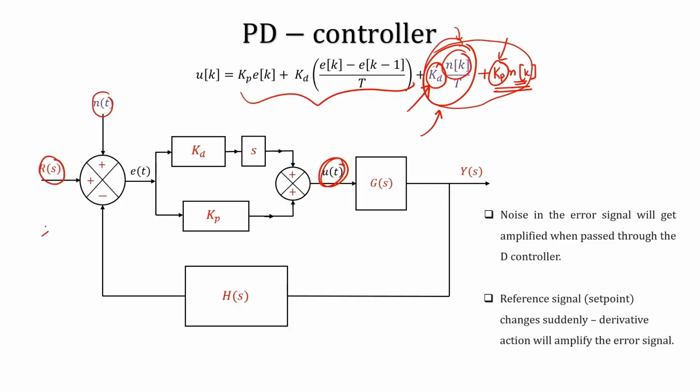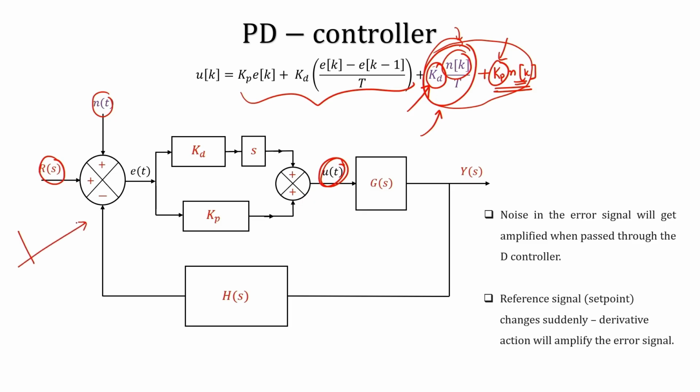There is another issue. Look at the other issue, which is that suppose the reference signal changes. Let us talk about the drone itself. Suppose you wanted it to fly to a particular altitude, say 1 meter, and then after some time you change the 1 meter altitude to say 10 meters. You have made a big jump in the reference.